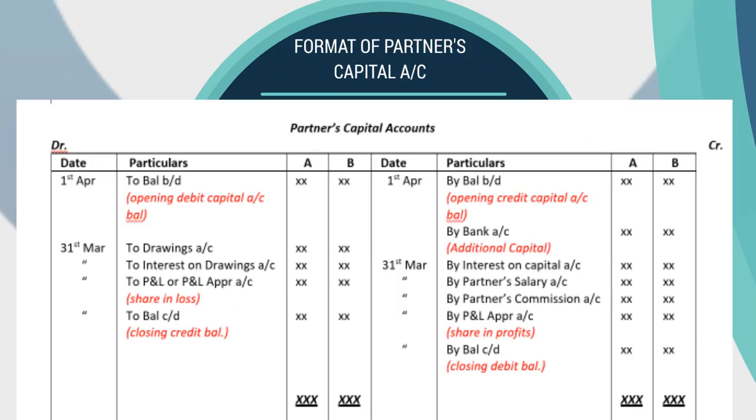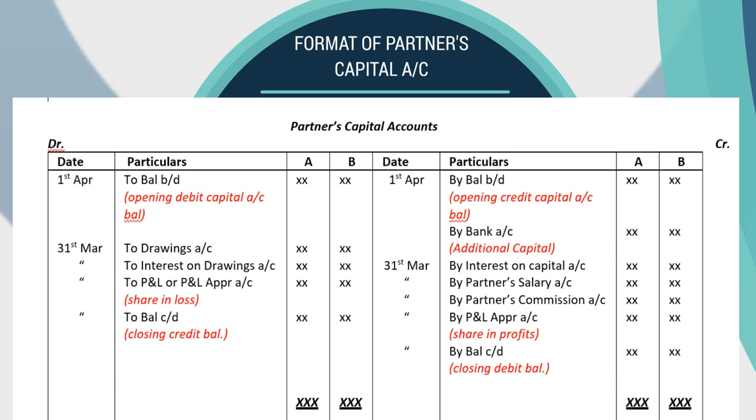Let's check out the format of the account. Partner's capital account. All the items which came in the credit side of the partner's capital and current account in the fixed capital method will come on the credit side of this account, and the same goes for the debit side of the account. At the beginning of the accounting period, if there is an opening credit balance, it comes on the credit side as by balance brought down. However, if any partner has a debit capital balance, then it comes in the beginning of the accounting period as to balance brought down.